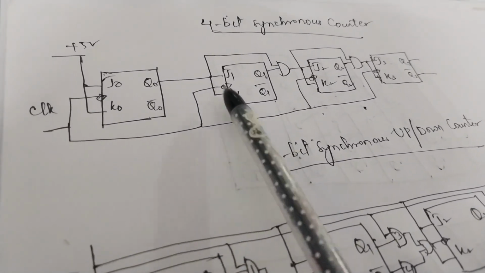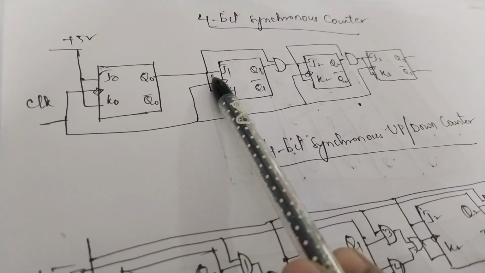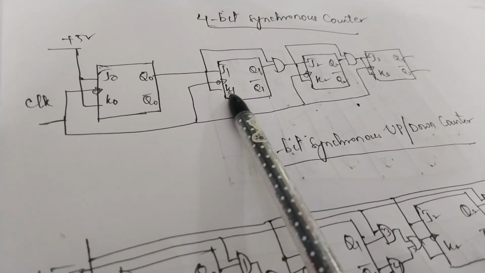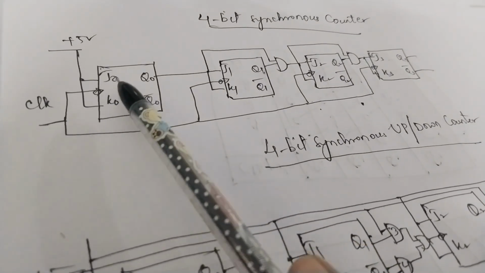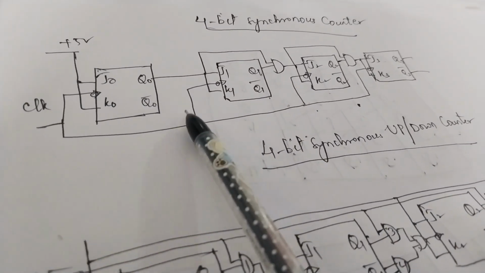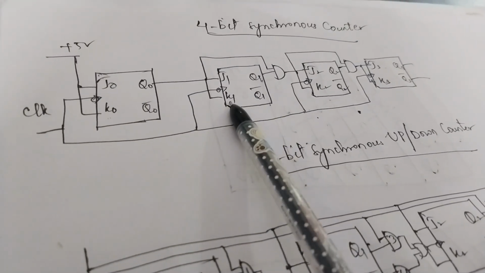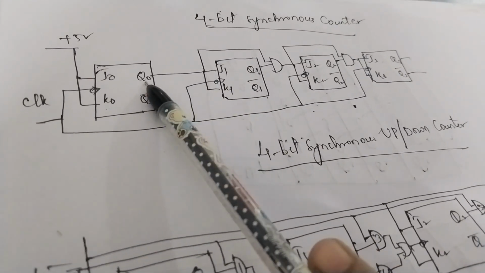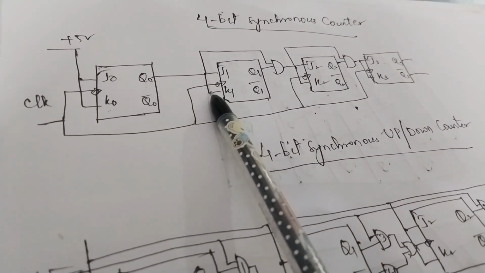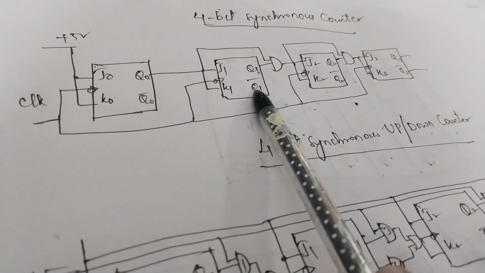But coming to the second flip-flop, look at how the connection is applied. The output of the first one is directly connected to the J1 input, and similarly this connection is also applied to the K1 input. Unlike the asynchronous counter, where all the inputs J0, K0, J1, K1, J2, K2, J3, K3 are connected to plus 5 volts directly, here we give the connection only to the first flip-flop, whereas for the second one we connect from the output of the first one. Q0 is connected as input to J1, and similarly to K1. Here we get the output Q1, and the complemented output Q1 bar.